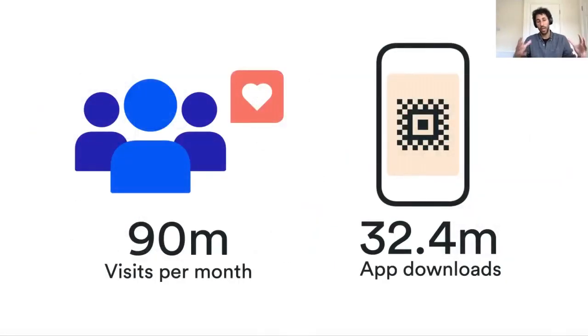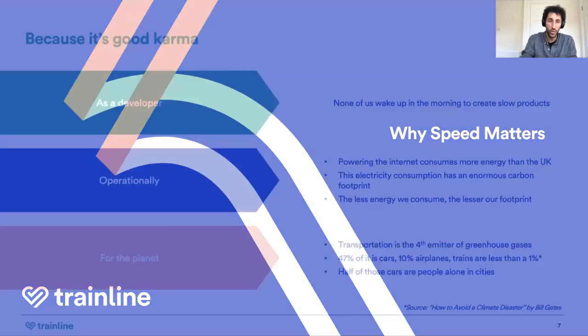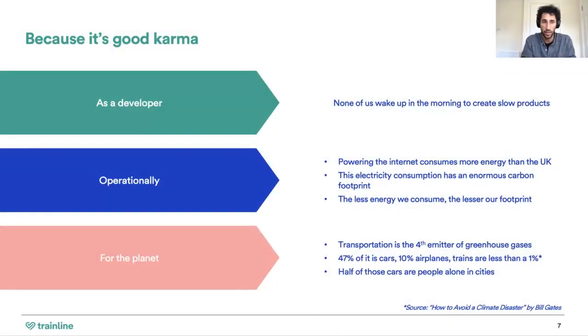And to give you an idea of scale, pre-COVID, we had roughly 90 million visits per month, and our apps were downloaded over 30 million times. So that's what we do, and that's for context. So I think the first thing, just a quick few slides for context, is why speed matters.